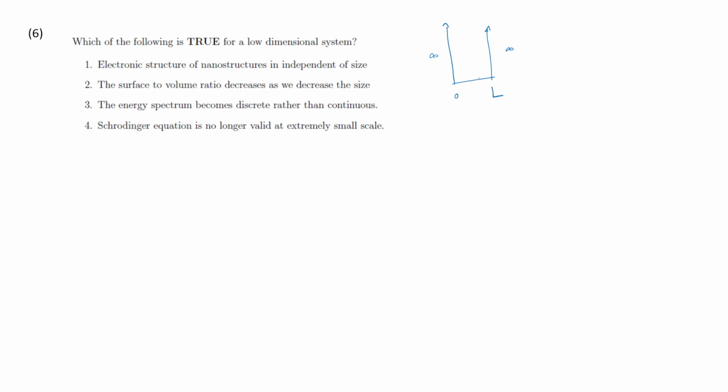The type of energy states you get: the lowest energy state will look like this, the second energy state will look like this, the third energy state will look like this, and so on. So En will be h bar square n square pi square over 2mL square. This you get from quantum mechanics.